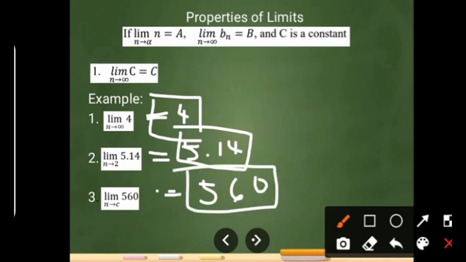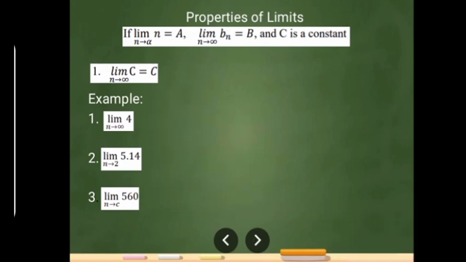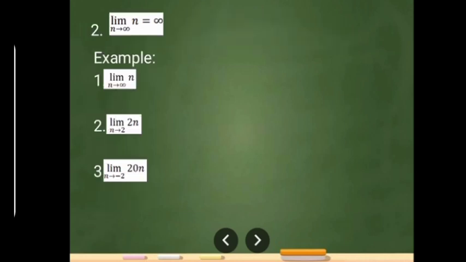Next. We are now done with our first property of limits. So let's proceed to our second property. The limit of n as n approaches infinity is equal to infinity. This property is more like substituting the value of n. So let's take an example.